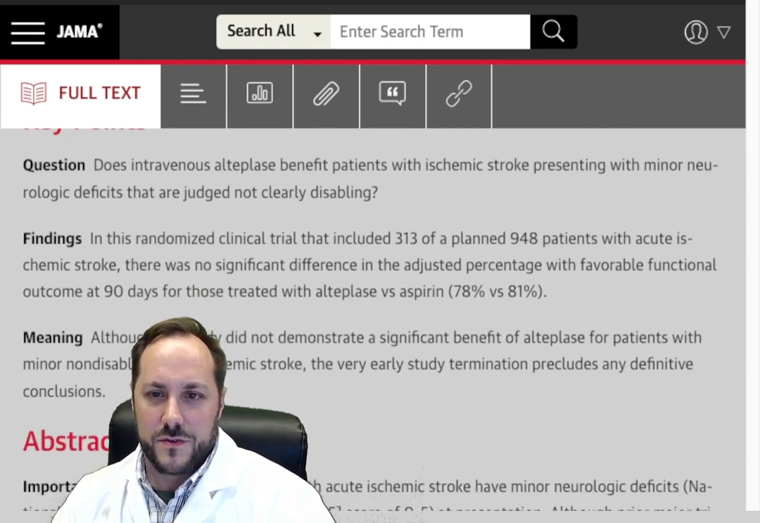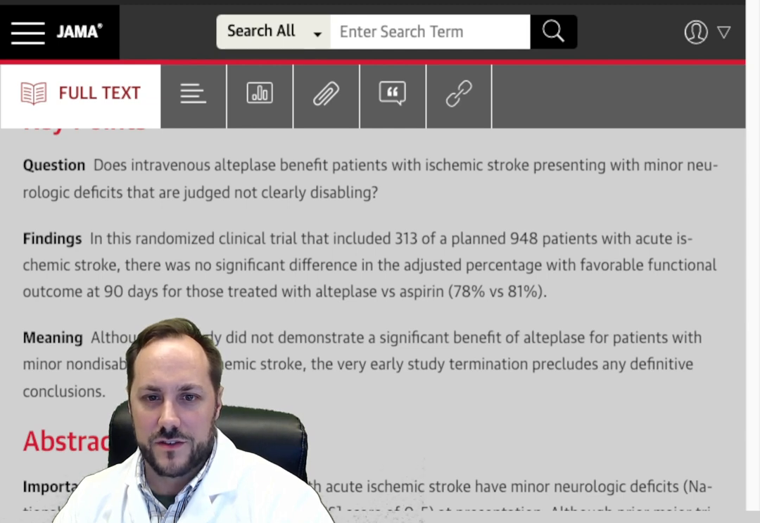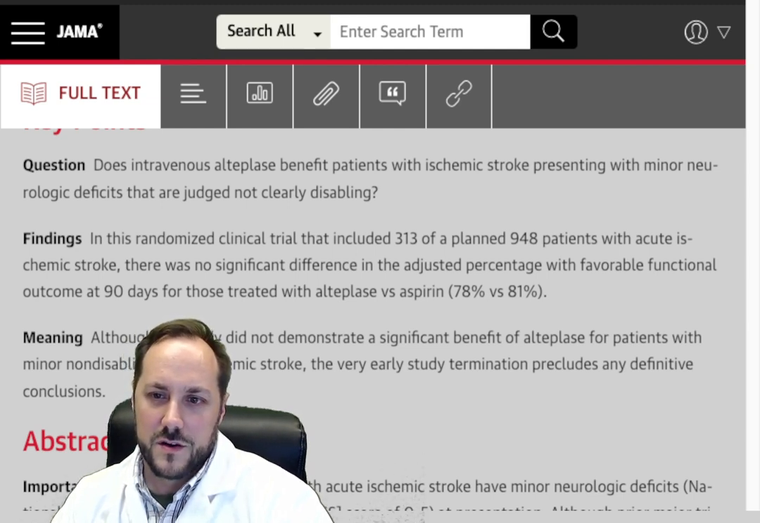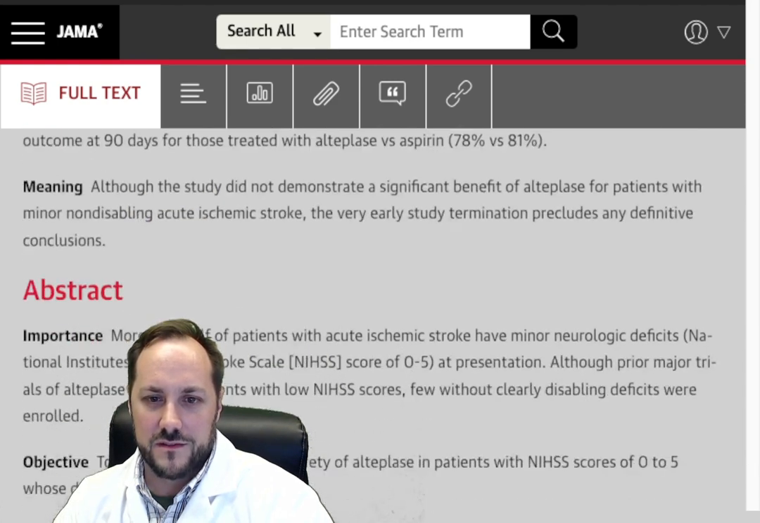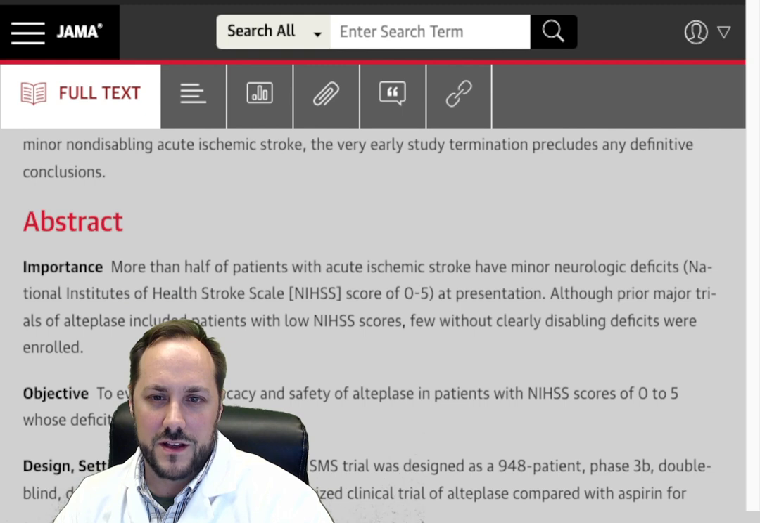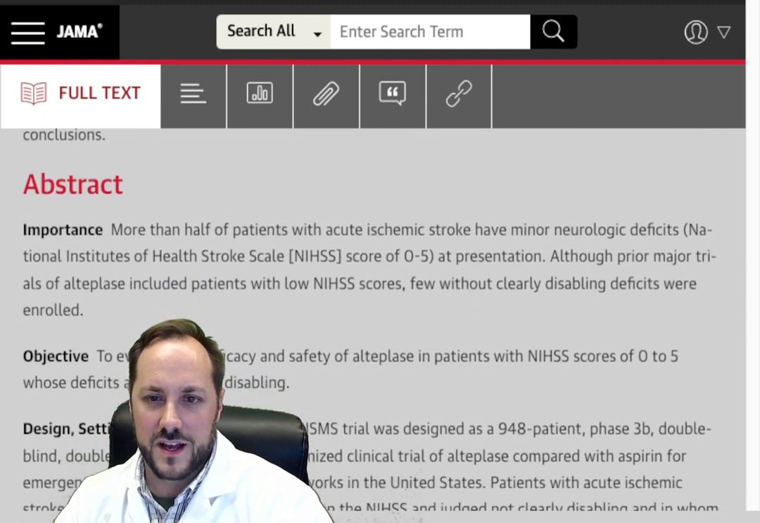So they had included 313 patients, but they had planned 948. They stopped this trial early. They didn't find any difference between alteplase versus aspirin. The percentage with favorable functional outcome at 90 days was 78 for alteplase and 81 for aspirin. Now, you may be saying, well, how did they define this? What are they saying is non-disabling?